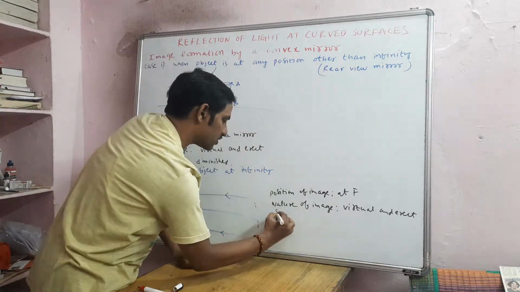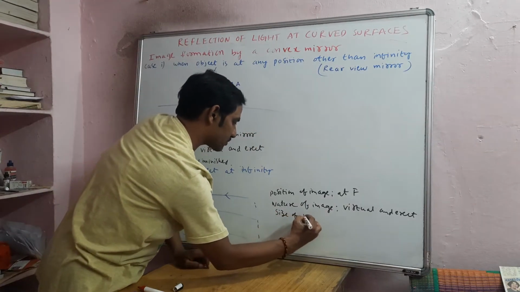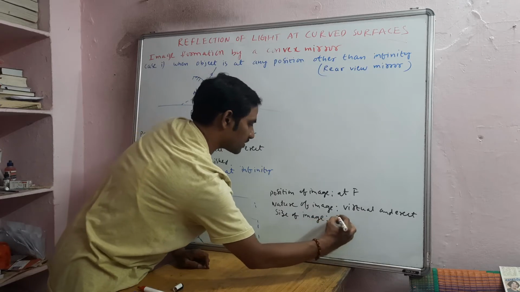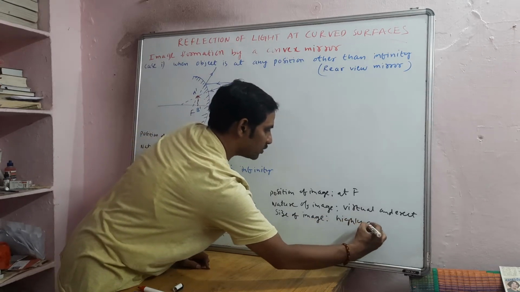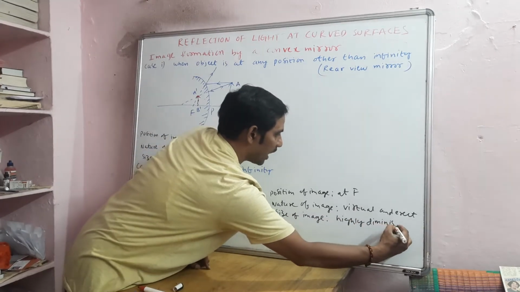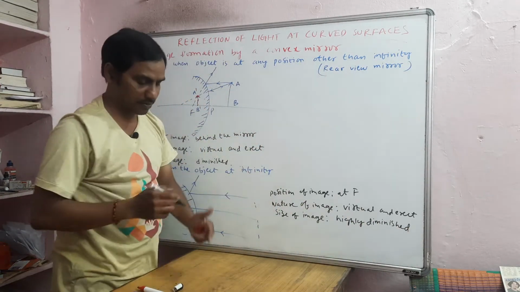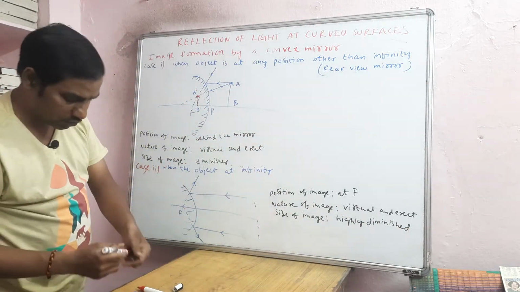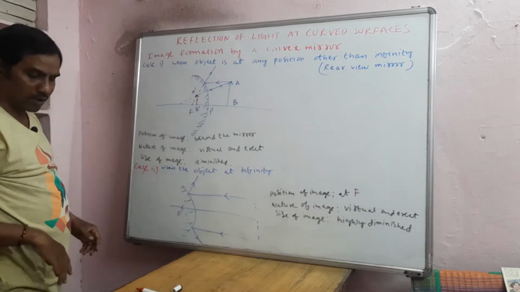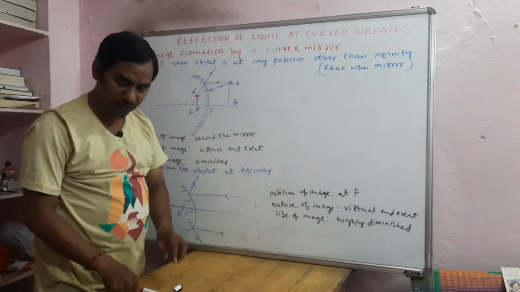Now size of the image, it will be highly diminished, you are right, size of the image is highly diminished. Now what I will do, I will explain about sign convention and I will explain about the formulas. So these compulsory you have to remember. Okay, so now what I am saying is this mirror formula I will write first.